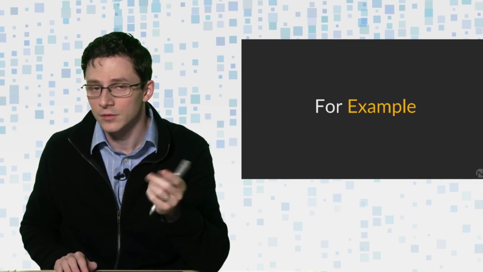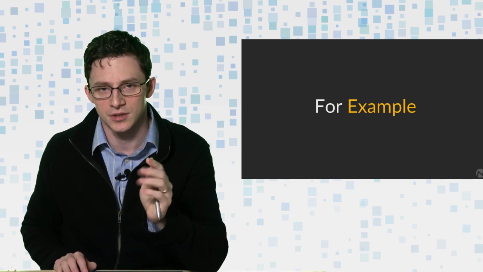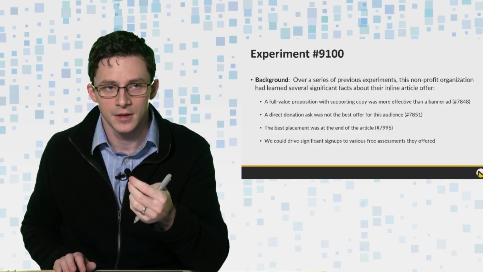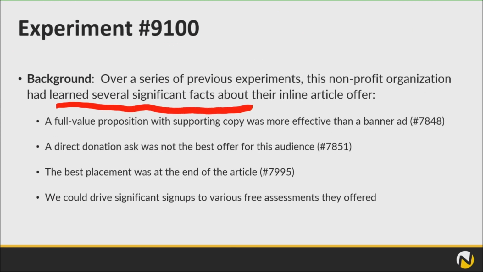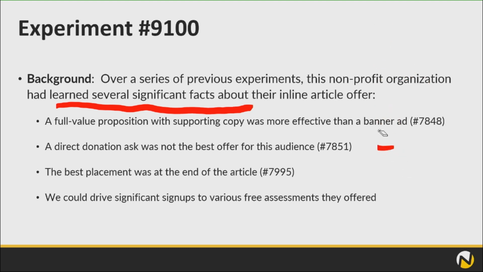For example, let me show you a great example of how one organization used testing to uncover something really awesome, okay? This nonprofit had learned a lot of things over a period of experiments, and they were doing inline article offers. What I mean by that is they have a lot of articles on their site, and they got a lot of decent traffic for the articles, okay? They have articles, but somewhere in the middle of the article, they were asking for something, okay? Here are some of the things that they learned, right?